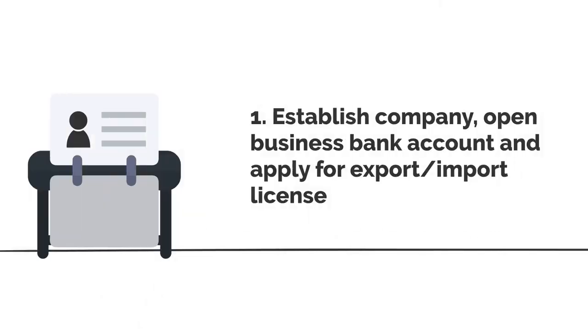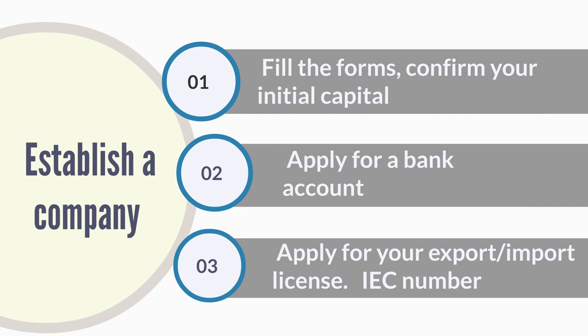1. Establish company, open business bank account and apply for export-import license. First, you need to fill the forms, confirm your initial capital, address details, contact details, and other formalities. After a while, your company will be established. To establish a company, you also need to pay some government fees. Secondly, you go to the local bank with your company corporation docs and apply for a bank account. Again, you fill in different forms and answer the banker's questions about your future business activities. Thirdly, after you have an existing company with the bank account, you need to apply for your export-import license.